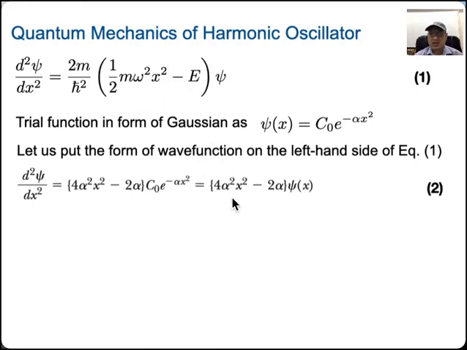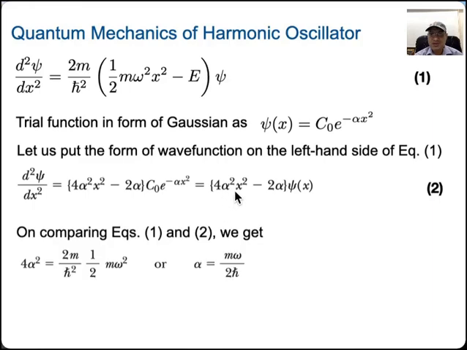So the first equating will give me 4 alpha square x square is equal to 2m over h cross square times half m omega square x square. The x square terms cancel out, so the 4 alpha square is left with this quantity. If I rearrange everything, I have obtained alpha is equal to m omega over 2 h cross, and in the right hand side I am left with 2 alpha is equal to E times this quantity, and now I know the value of alpha, so I can substitute these values, and now I have obtained E is equal to half h cross omega.